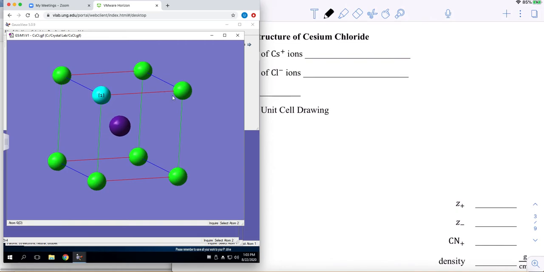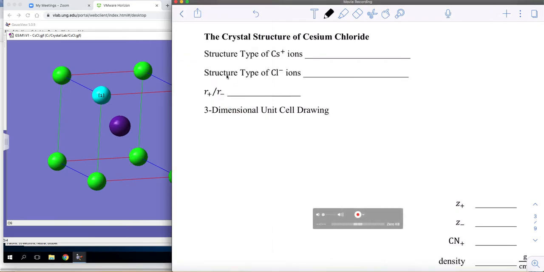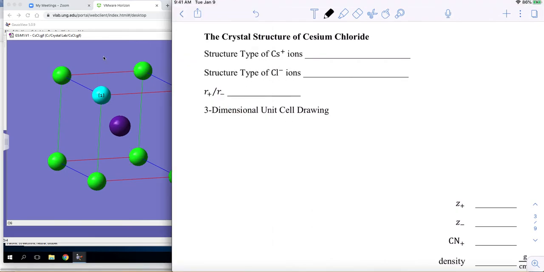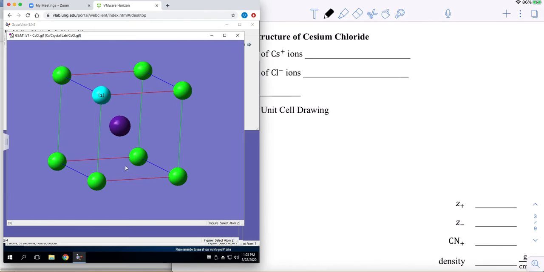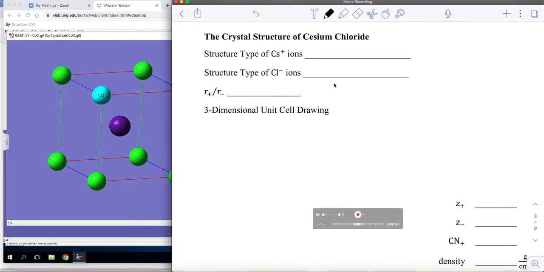But if I look at only my green spheres in this structure, I want to describe for my structure type of chloride ions, what structure do just the chlorides by themselves make? Well, the chlorides are only on the corners and nowhere else. So my structure description for those chloride ions should just be simple cubic.